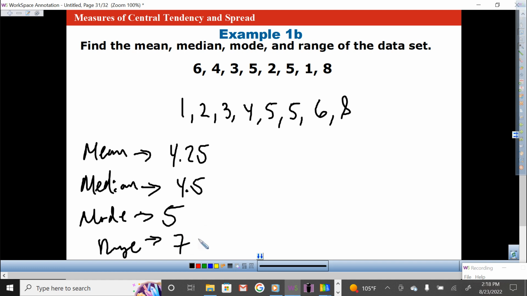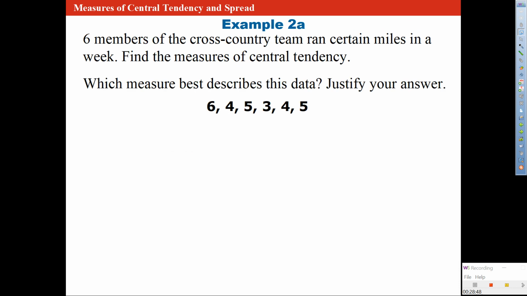All right. From 1 to 5, how comfortable are you with this? Yeah, it came back, yeah? All right. So with that said, let's look at this one. I gave you less numbers. Do the same thing. However, now I want you to address the question. Here's the question. Which measure best describes this data? Justify your answer.